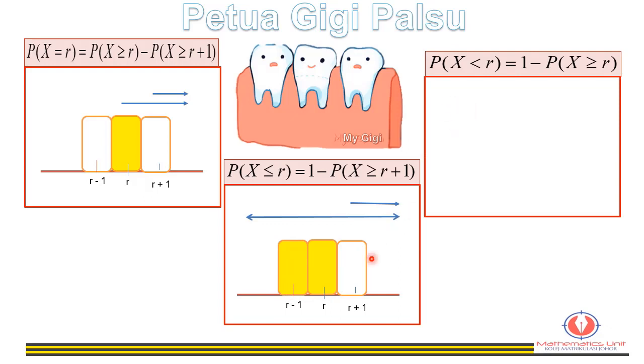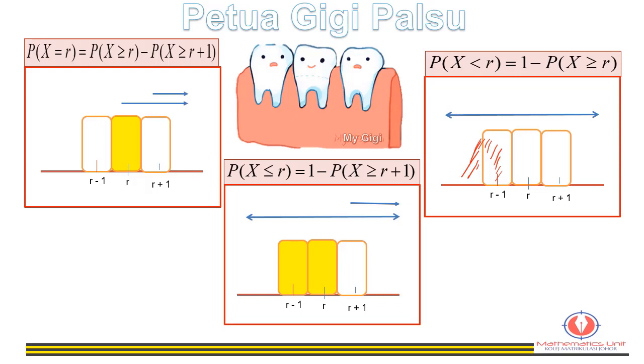Okay, for the third one, since the question here says less than, so it's not going to include r. If we look at our tip here, less than r, that means I'm going to remain this side. That's why I read the total probability, subtract with the probability greater or equal than r, so I have the tip of less than r. In other words, this one is equivalent to x less or equal than r minus 1. So this is how the Petua Gigi Palsu helps us to form the formulas.